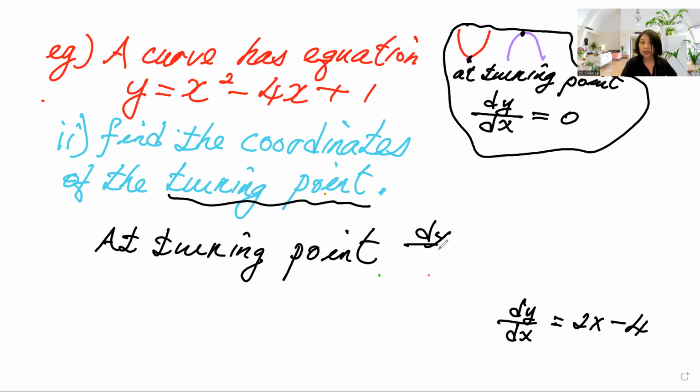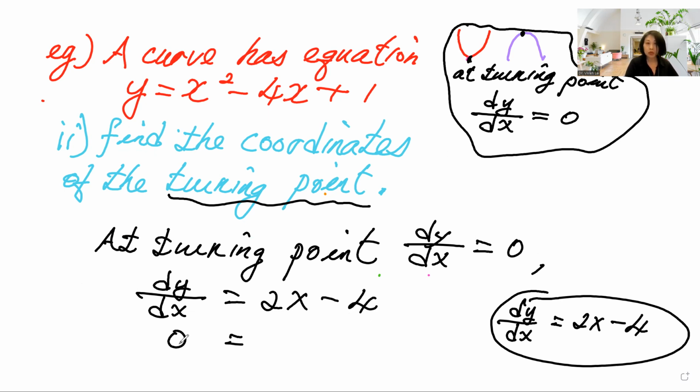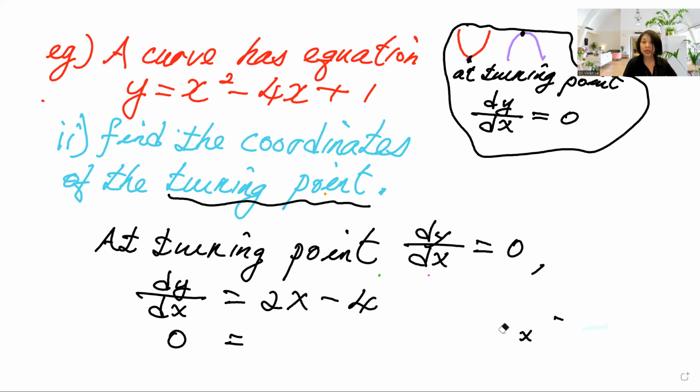So say at the turning point, state it to make things clear, dy dx would be equal to 0. Remember this is our answer for our last question. We already did the derivative. Our derivative is 2x minus 4, so we have dy over dx equal to 2x minus 4. We set it equal to 0 because at the turning point, dy dx equals 0.